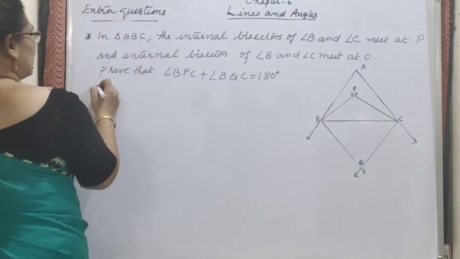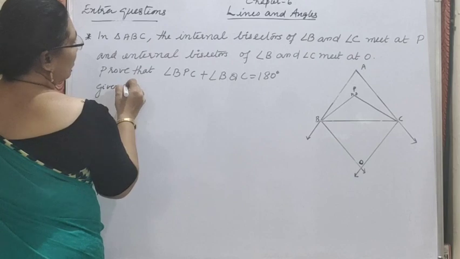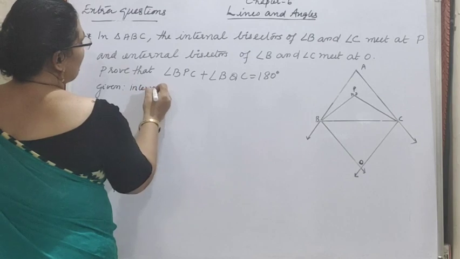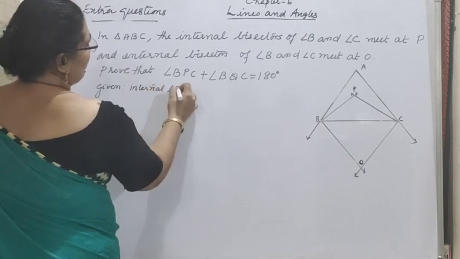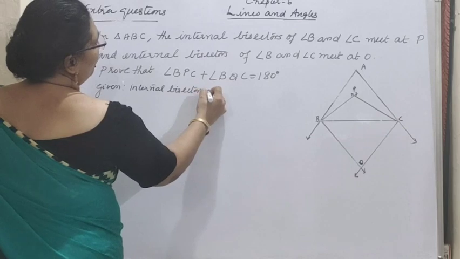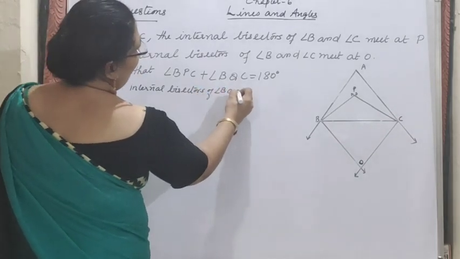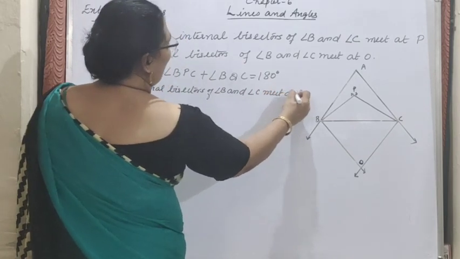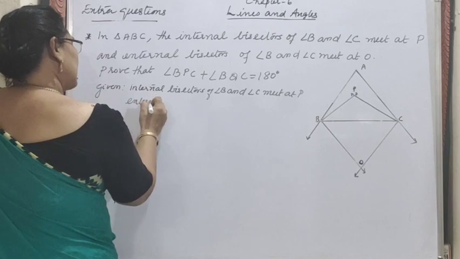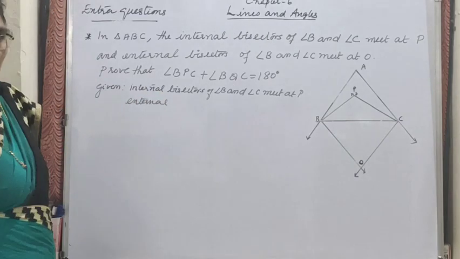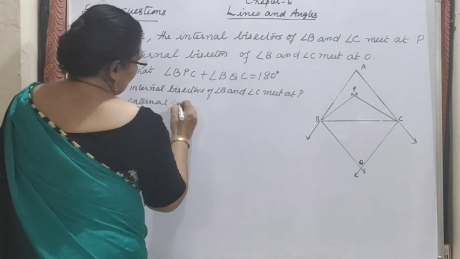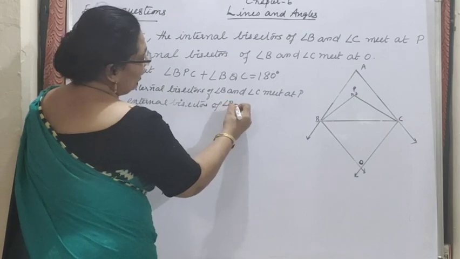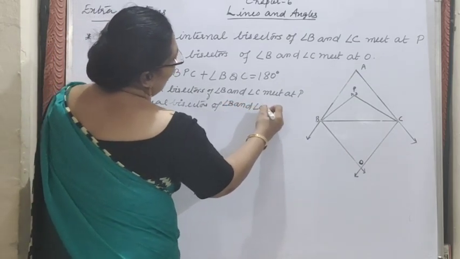So what is given in the question? Given in the question means internal bisectors of B and C. Same only, internal bisectors of angle B and C meet at P, and external bisectors, what is that? External bisectors of angle B and angle C meet at O.